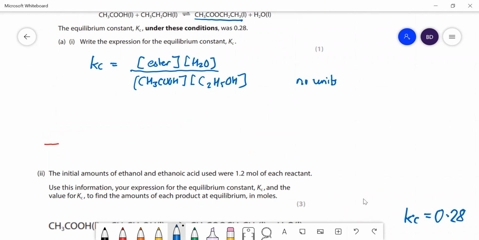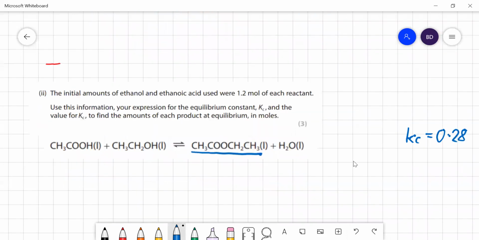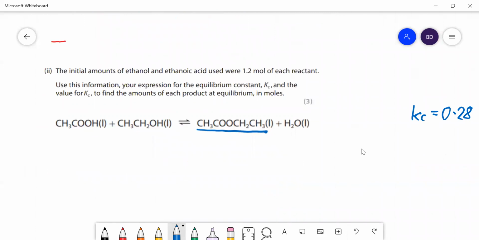Now we're going to have to work out the amount of each product at equilibrium. So what we're going to do is start moles, and I'm going to do equilibrium moles.